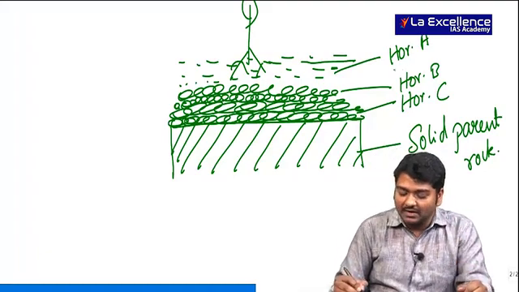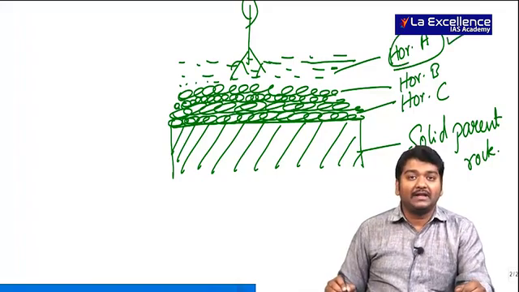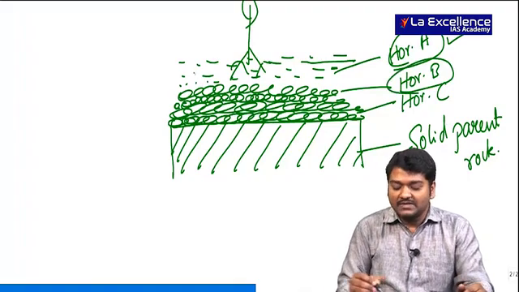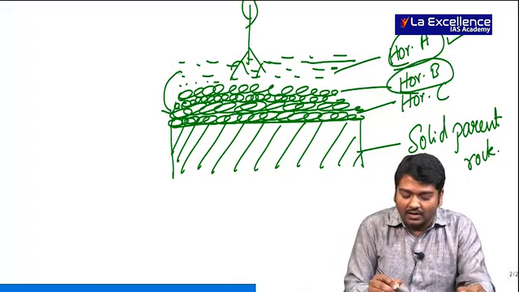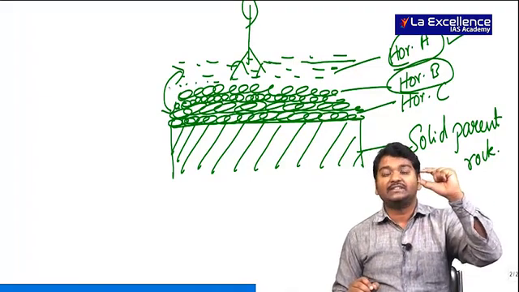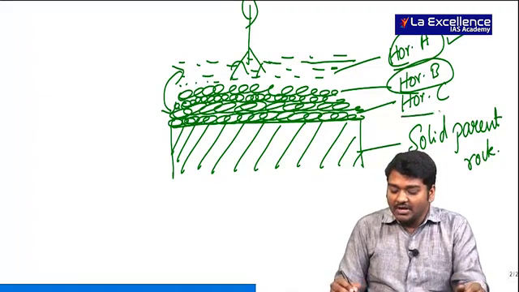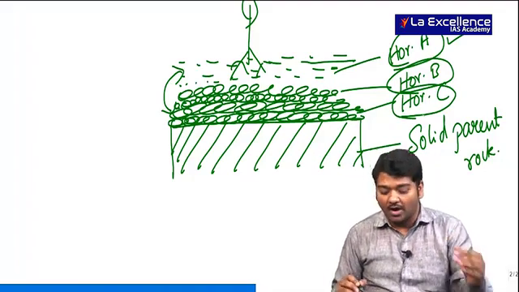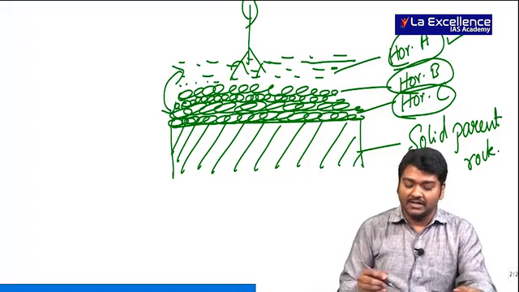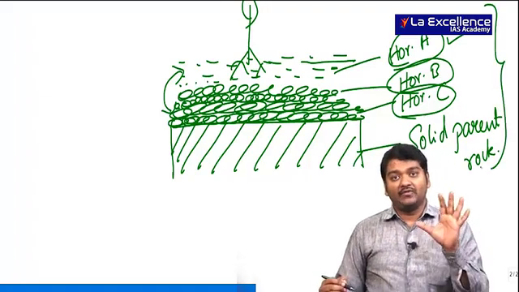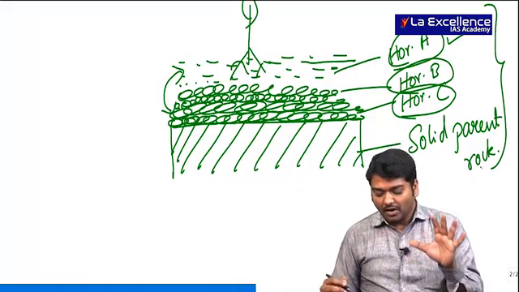Right? Horizon A, organic material is present, it is good for plant growth. Horizon B is in between horizon A and horizon C, so it has properties of both. We call it a transition layer. Then you have horizon C, which is basically made of the parent rock. And then you have the parent rock itself. These are the four important things that you should always read whenever we come across soils.